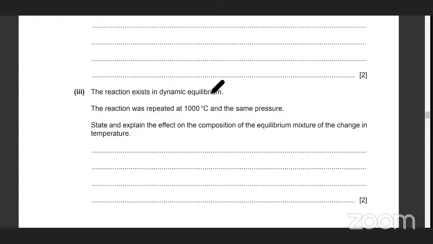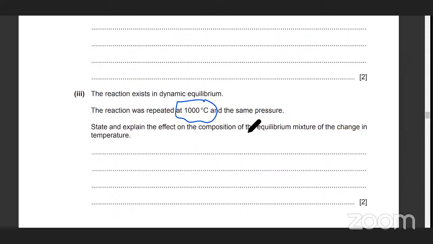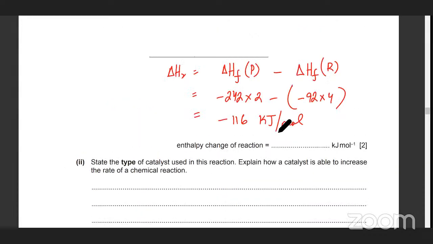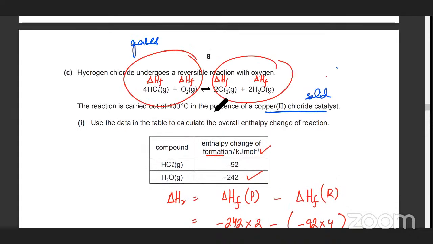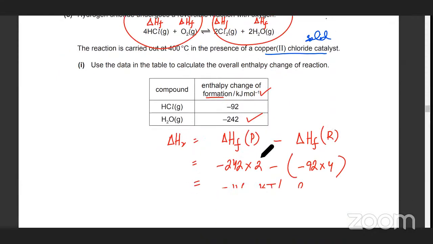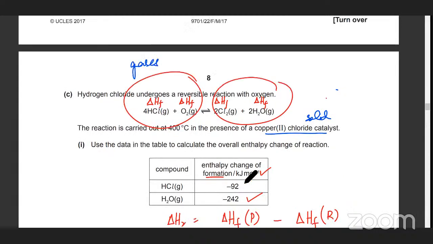So the reaction exists in dynamic equilibrium. The reaction was repeated at 1000 degrees and the same pressure. State and explain the effect on the composition. So he's doing 1000 degrees centigrade now, and the question is about equilibrium, not about rate. The reaction over here is carried out at 400. This reaction, as you've already calculated, is an exothermic reaction. So at higher temperature, would the forward reaction be favored or not?